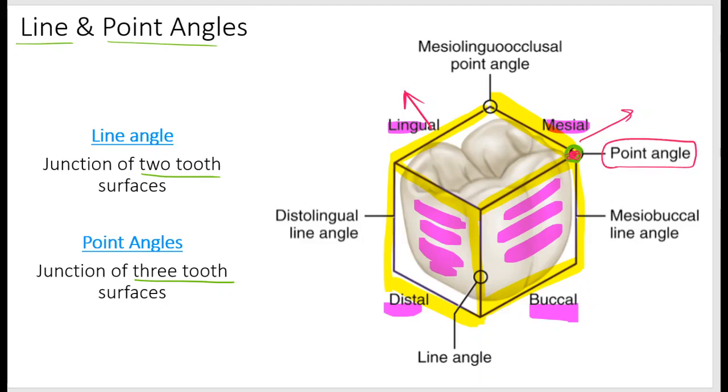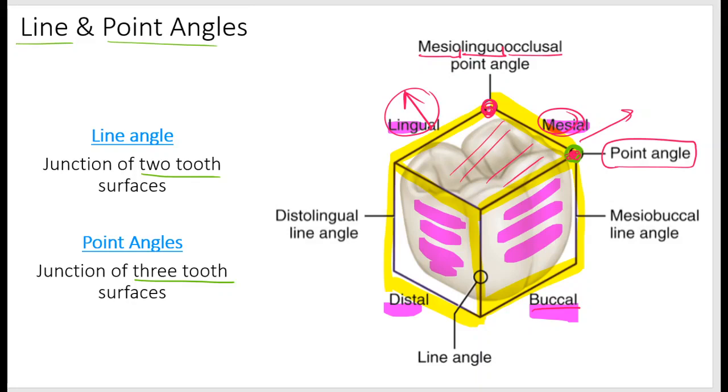So this point angle, we call it bucco-occlusomesial, right? Or mesio-bucco-occlusal. Don't worry about how you start and how you end, like, are you starting with buccal or mesio or lingual? It doesn't matter for me. But you can see this is an example for it. It is mesio, which is mesial, and lingo, which is lingual, and occlusal, because that's the occlusal surface. So because it's between 3 of them.